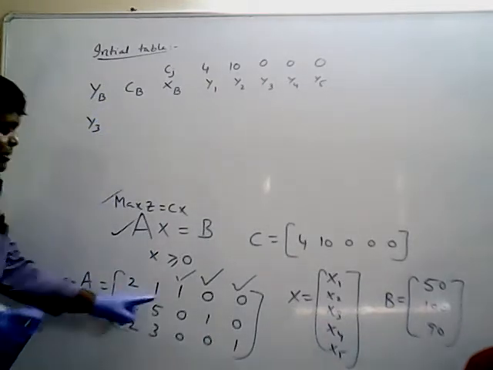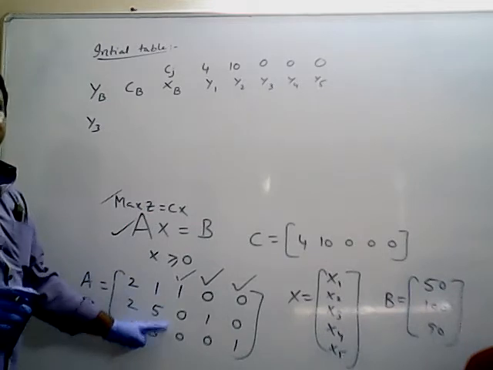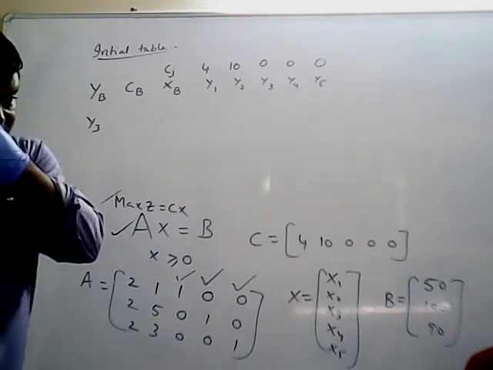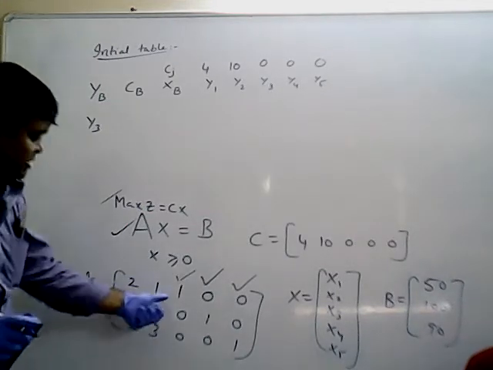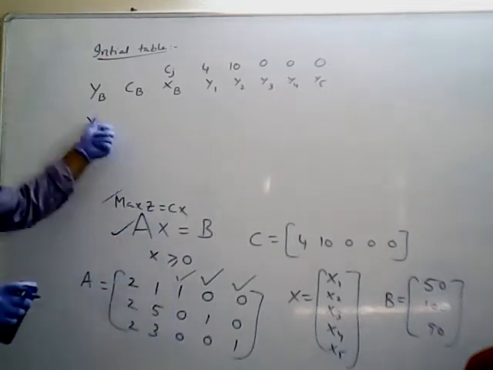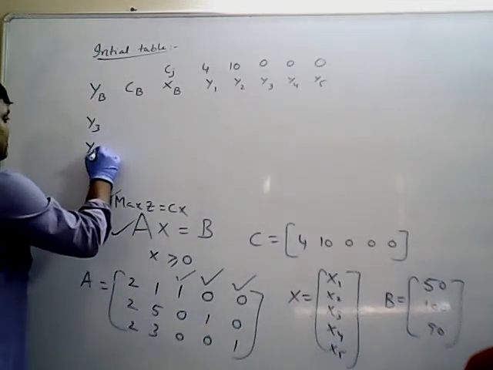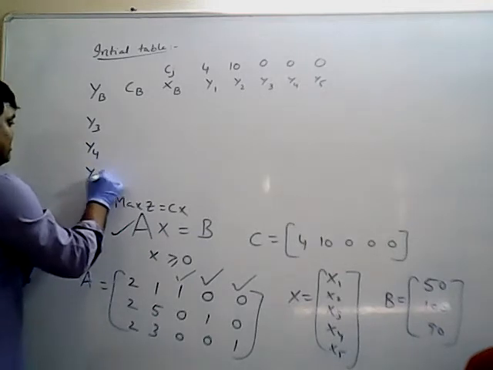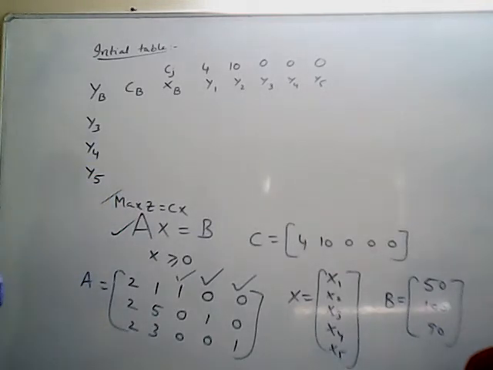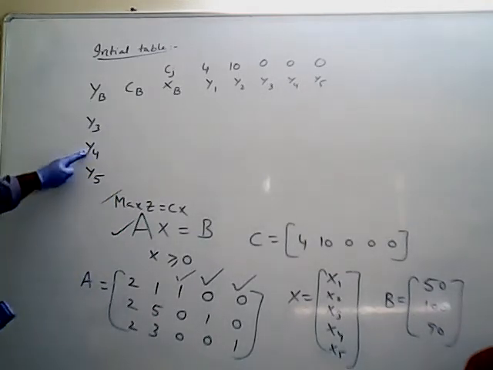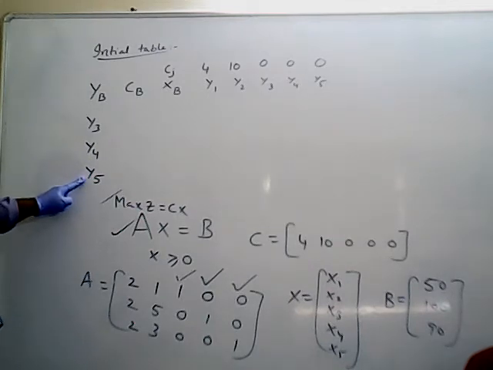Where do you get the unit matrix elements? So 3 constraints and 3 unit matrix elements is 1, 0, 0, 0, 1, 0, 0, 0, 1. 1, 0, 0 means x3, means y3 enters. Next 0, 1, 0 means y4. And next 0, 0, 1 means y5. And what are the variables entering? y3, y4, y5. Like this you have to write.